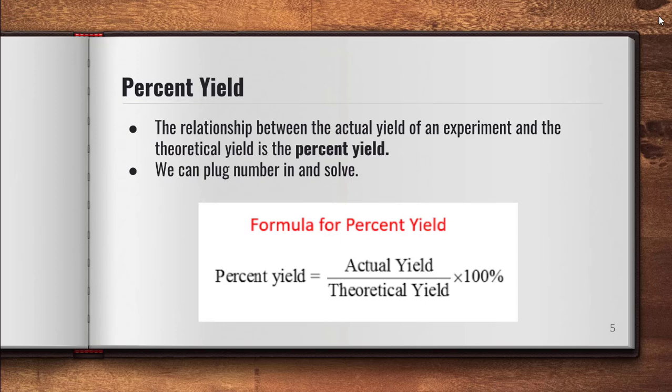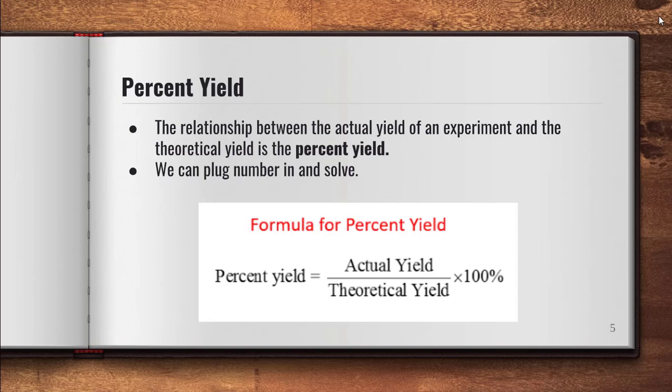So the relationship between the actual yield and the theoretical yield is known as the percent yield, and we can plug in the numbers and solve. It's pretty straightforward. We just take our actual yield, which is what we get in our experiment, we divide by the theoretical, and we multiply by 100.